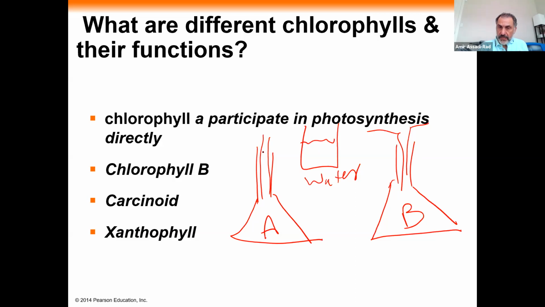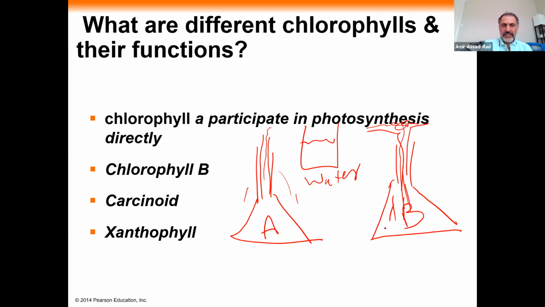Of course, B. B is more efficient, faster. It takes all of that water and dumps it down here. But here, it's very slow. You might spill some water here and here, but with B, all of that water goes inside of the Erlenmeyer flask. Same thing happens in photosynthesis.